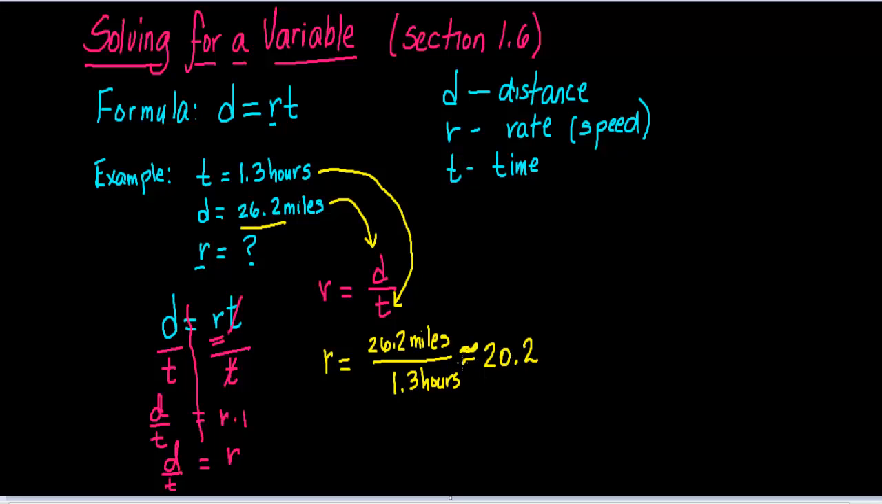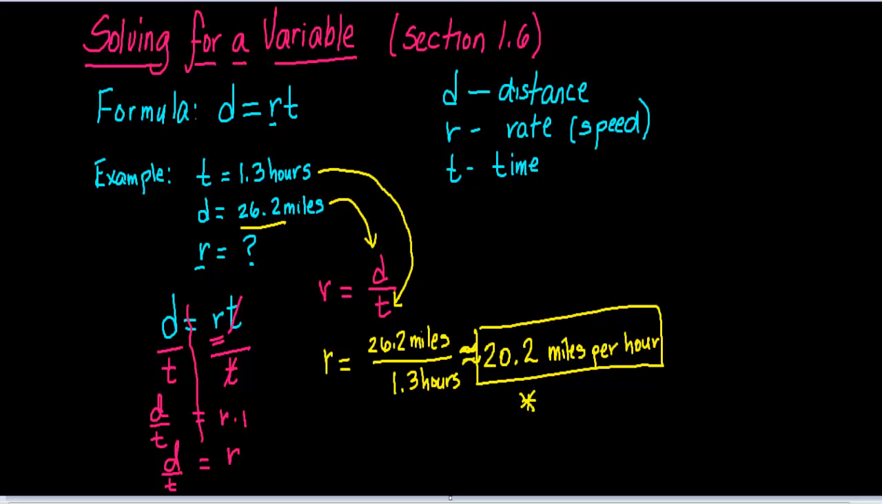20.2. And what are the units? This is speed, so the units are miles per hour, because we're talking about speed. So this is how fast he was racing in that wheelchair that he got to the finish line, which was 26.2 miles away. He got there in 1.3 hours. And here is the answer.